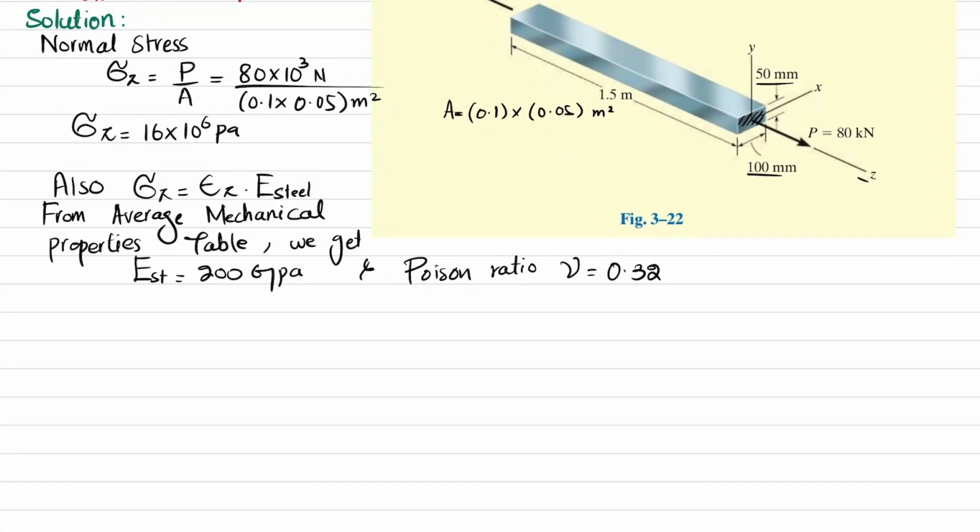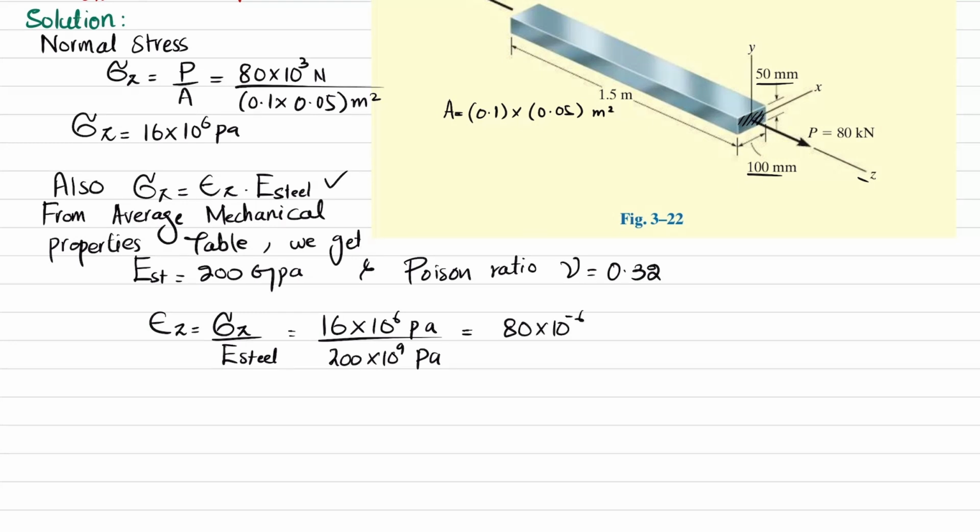Using this equation, you can see that strain in Z direction is equal to sigma Z divided by E of steel. So you have both the values. Sigma Z is 16 into 10 to the power 6 Pascal, and E is 200 gigapascal, so 200 into 10 to the power 9 Pascal. When you calculate it, you will get strain in Z direction as 80 into 10 to the power minus 6. It is dimensionless, or you can say millimeter per millimeter or meter per meter. So this is the value of strain in the Z direction, or in the direction of the length.